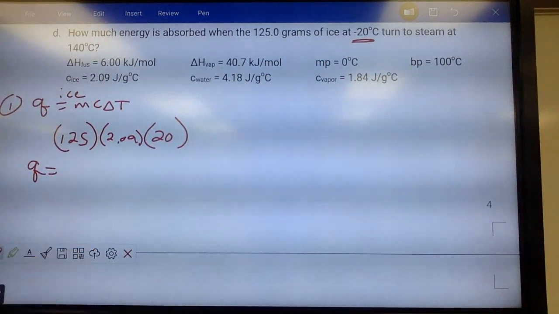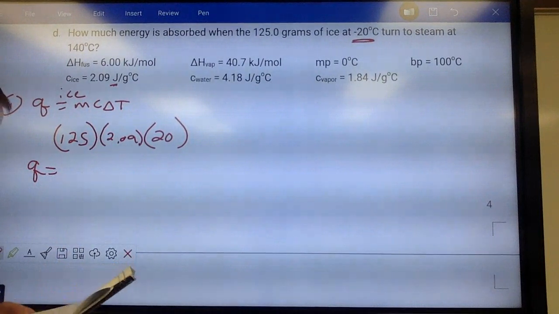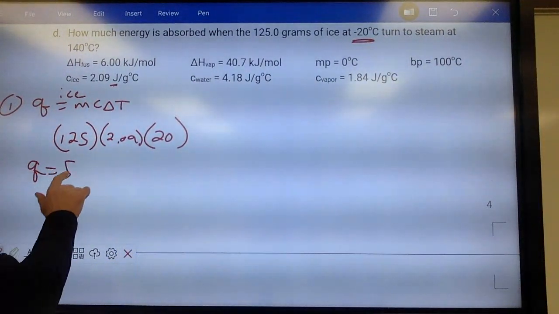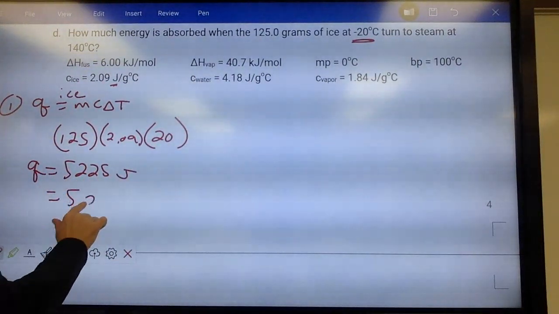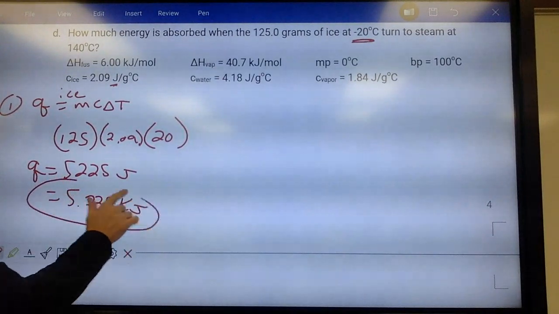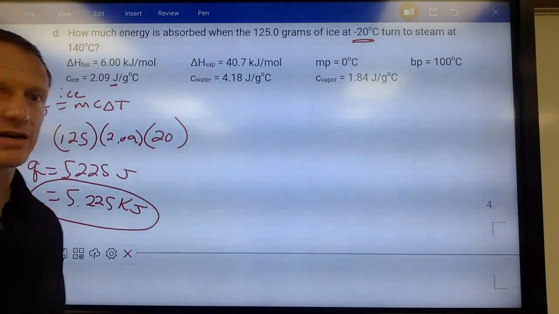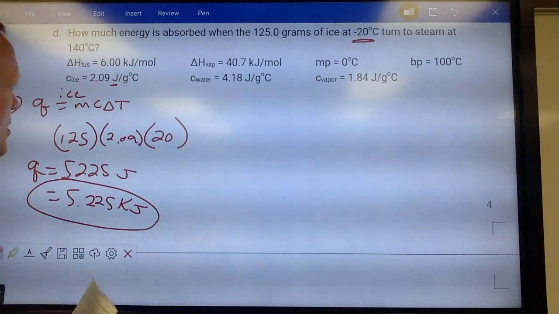So if we do this, remember this is in joules, because specific heat's in joules. So this is going to be in joules. So it is 5,225 joules. I'm going to put everything in kilojoules, 5.225 kilojoules. Again, all that is the heat we're adding to make the ice go from negative 20 up to zero. So we put in that many kilojoules to make it do that.